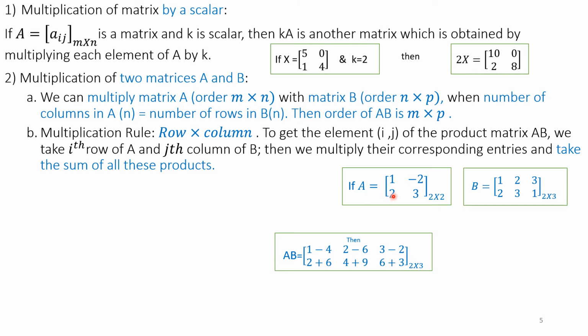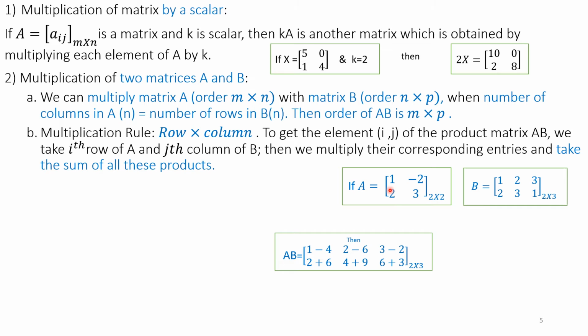Second row in A is 2, 3 and we have to multiply this row with all the columns of B. Therefore, 2 into 1 is 2, 3 into 2 is 6. So we are adding 2 plus 6. Now we will go to second row and second column. Therefore, 2 into 2 is 4 plus 3 into 3 is 9.